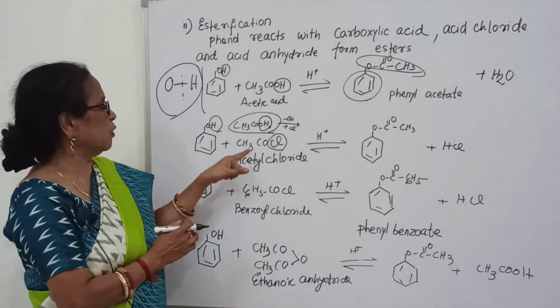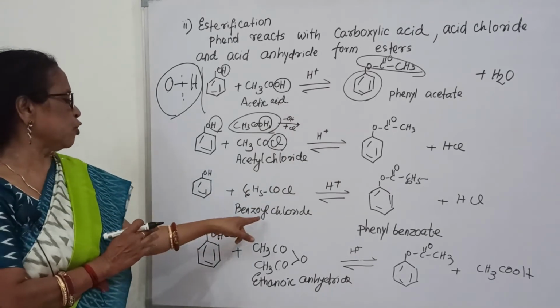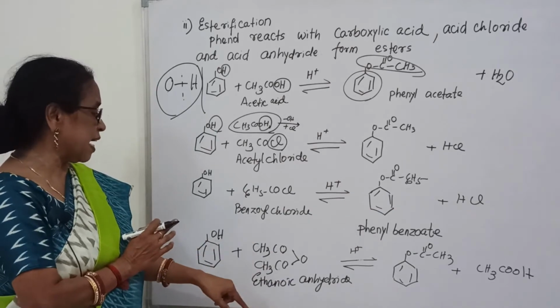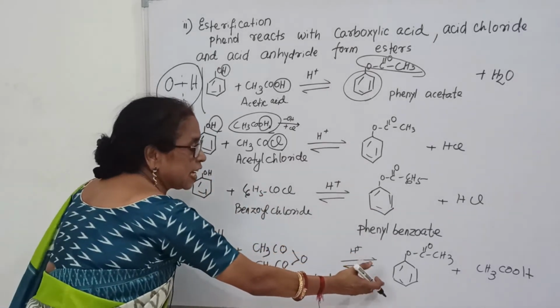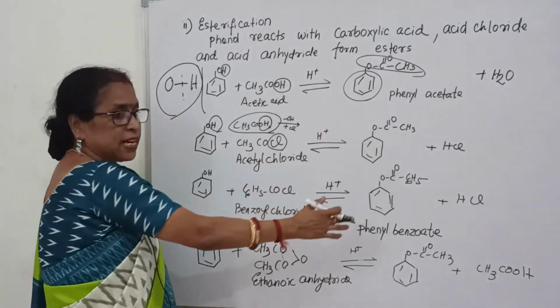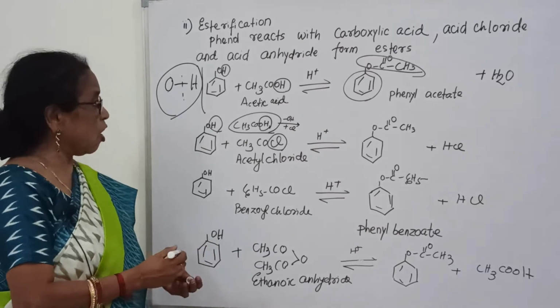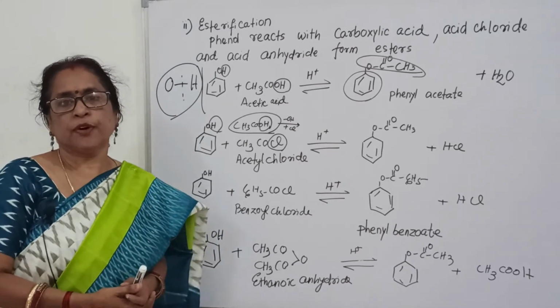Similarly, phenol reacts with acetyl chloride, it gives the same product. Phenol with benzoyl chloride gives phenyl benzoate. Phenol with acetic anhydride, one part gives acetic acid and the other part is again the same phenyl acetate, or you can say phenyl ethanoate. Again we will see other reactions involved in the chemical properties of phenol.